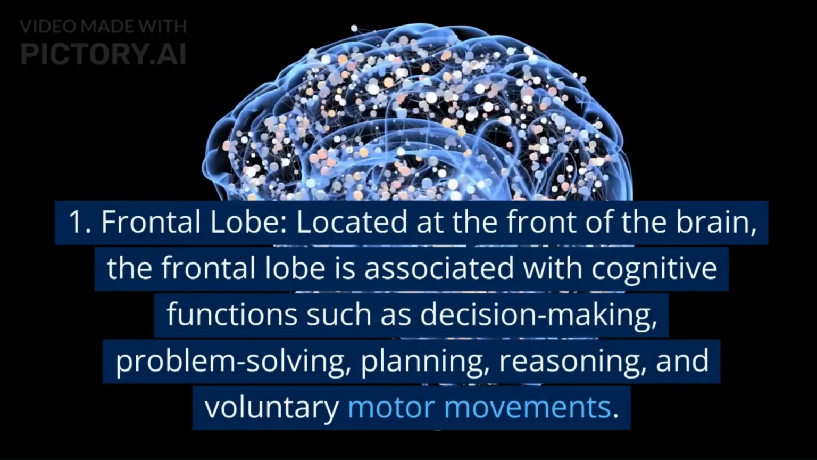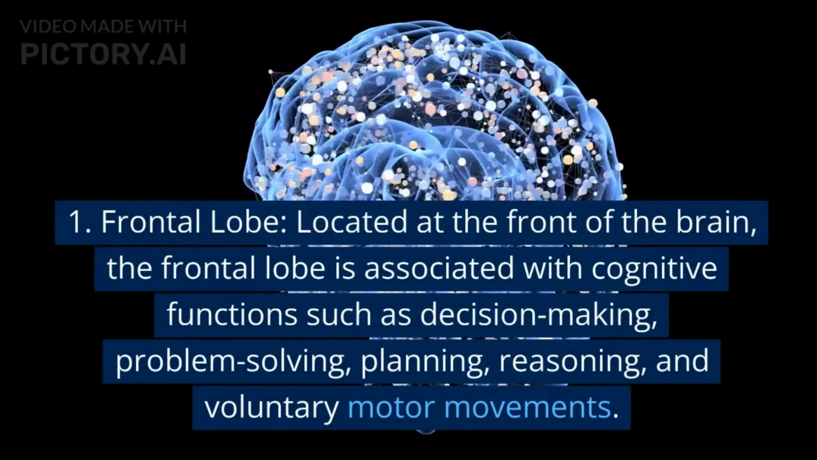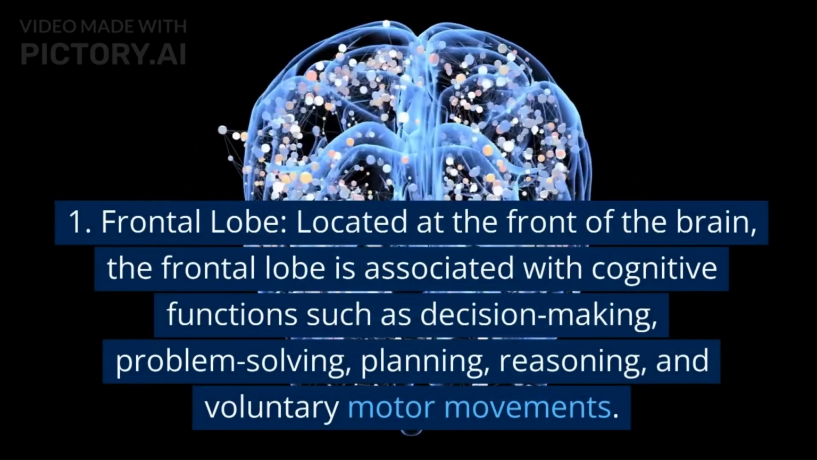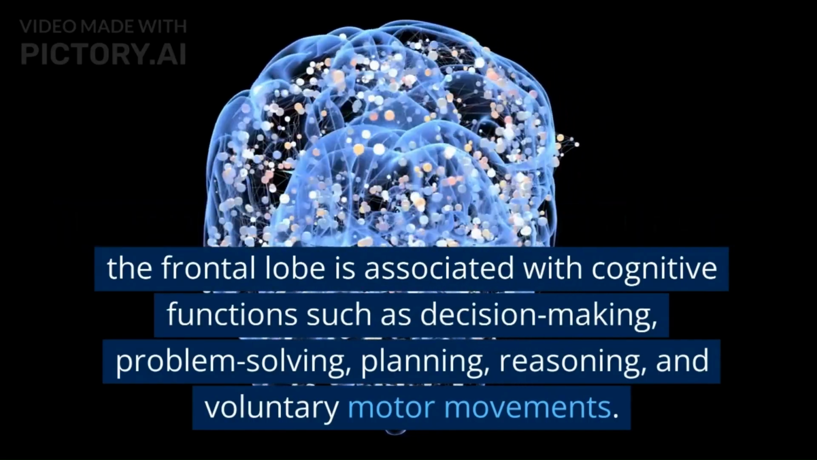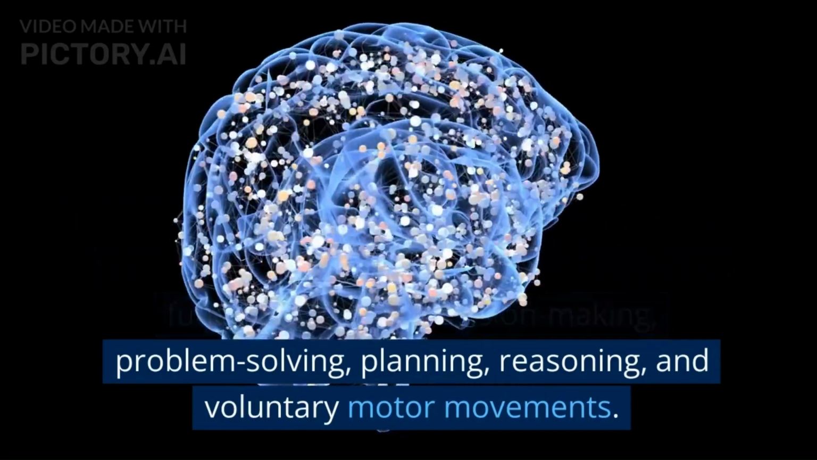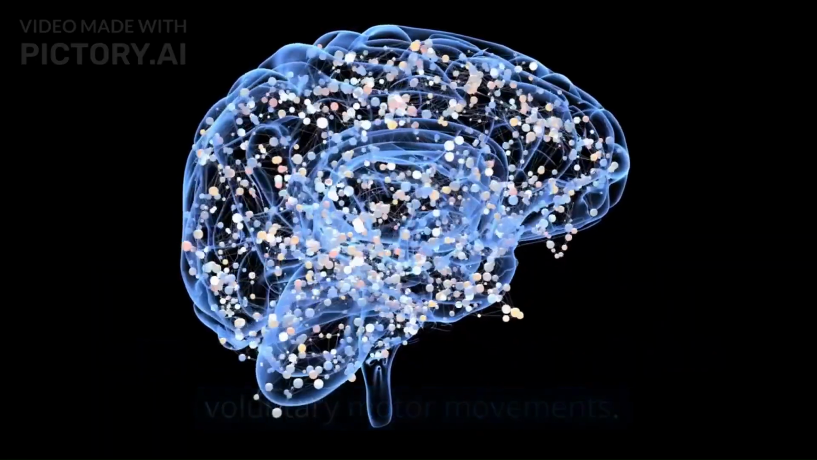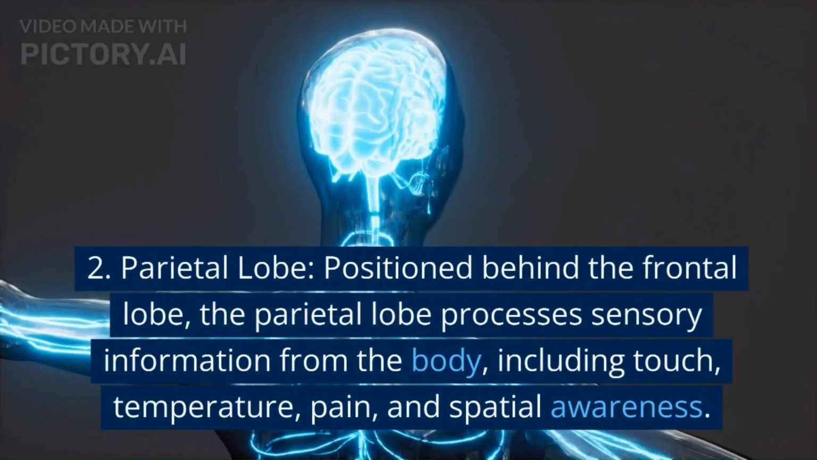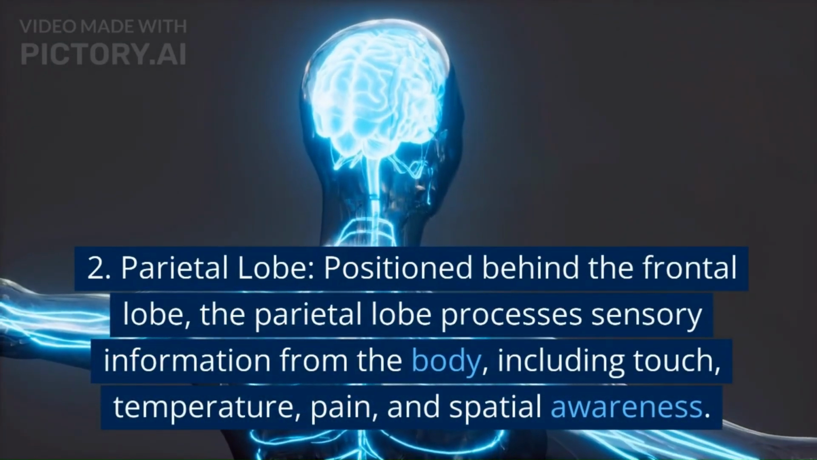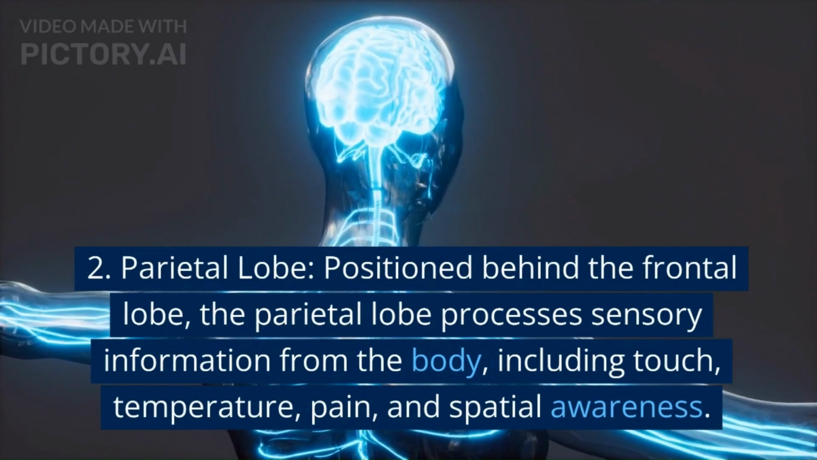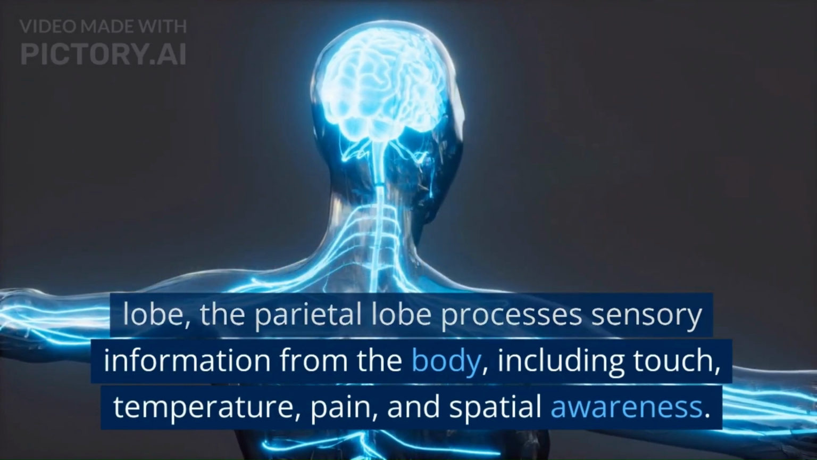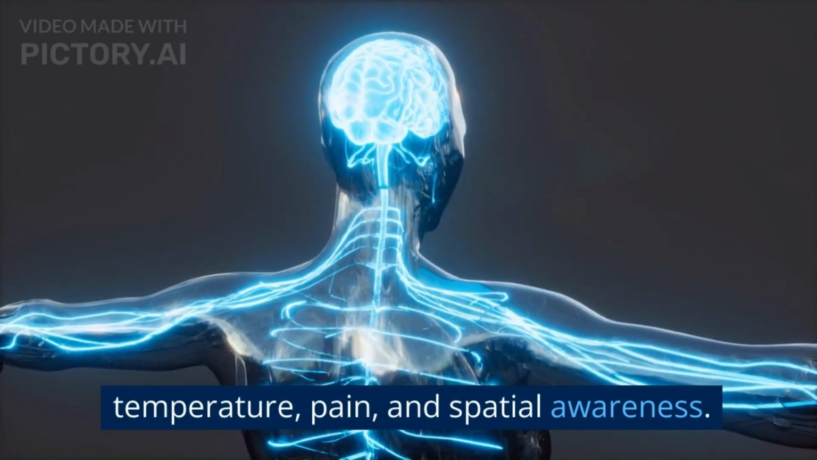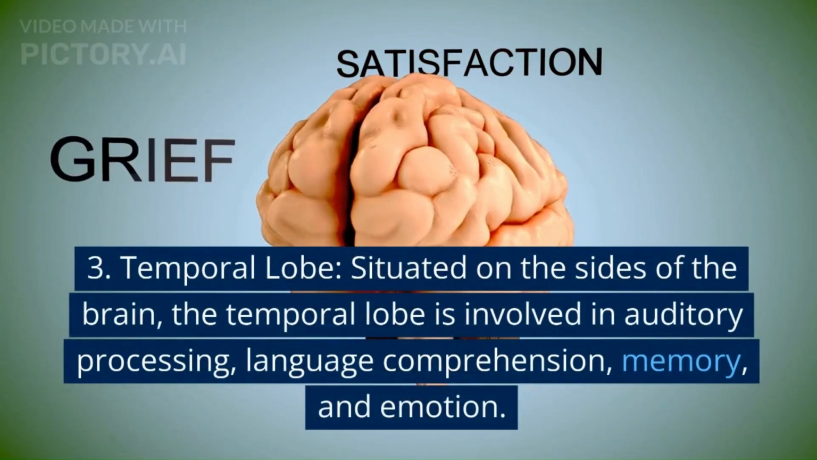Frontal lobe. Located at the front of the brain, the frontal lobe is associated with cognitive functions such as decision-making, problem-solving, planning, reasoning, and voluntary motor movements. Parietal lobe. Positioned behind the frontal lobe, the parietal lobe processes sensory information from the body, including touch, temperature, pain, and spatial awareness.